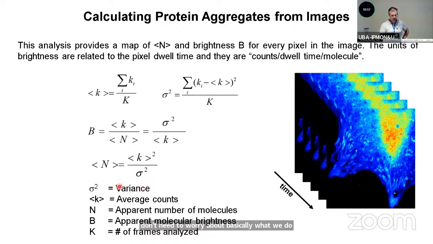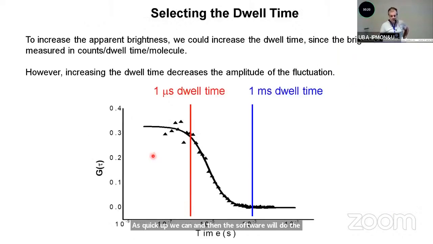Okay. So the calculations, as I mentioned, are these, and we don't need to bother, but basically what we do is we calculate the variance, we calculate the average count, and then with these two variables, we can obtain the brightness and the N. As you can see, basically the average count and the variance give the number and the brightness using this mathematical operation. So what we need to do in the acquisition is acquire many frames, one after another, as quick as we can. And then the software will do the processing and will give you a plot with these two variables.